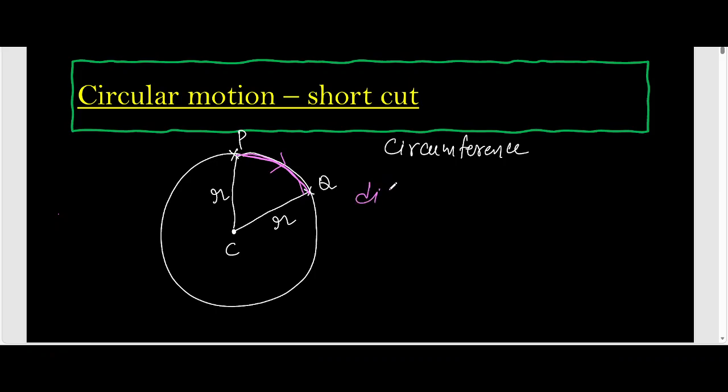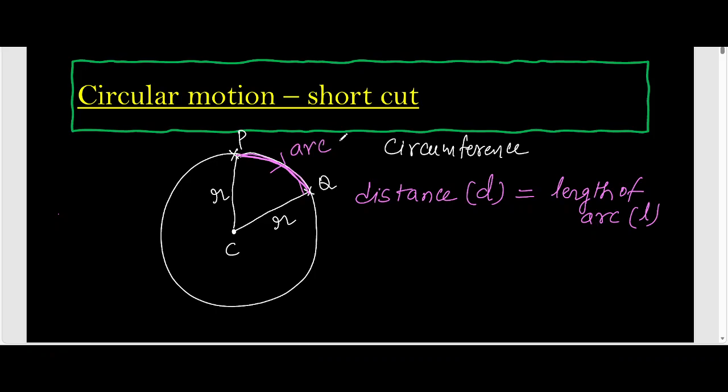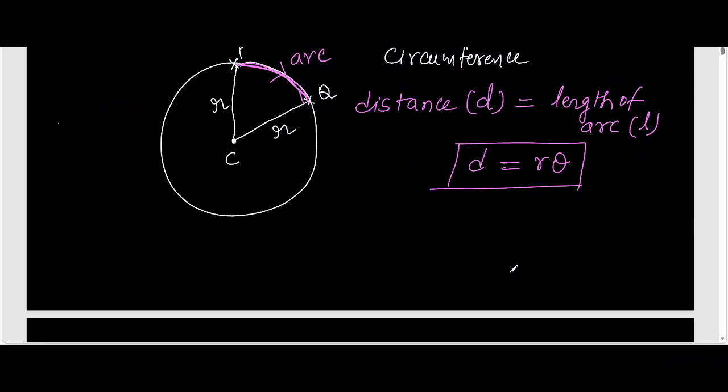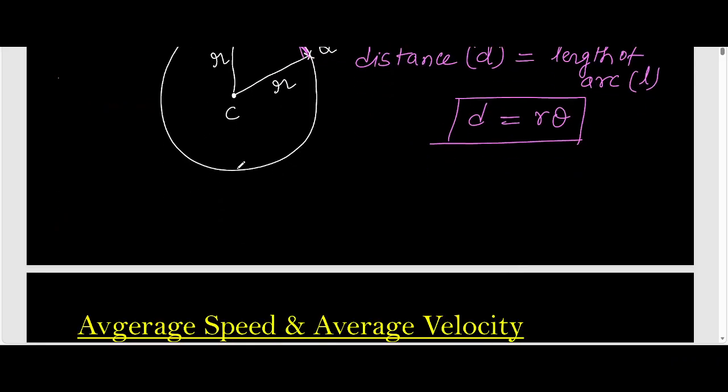Now in this case, what is the distance traveled by the body? Distance traveled by the body is nothing but the length of the arc, L. So this is the arc length. This is what the body has traveled, right? P to Q. So that is the distance. And what is the formula for this? R into theta. So remember, in a circular motion, distance traveled by the body is R into theta. What about displacement?